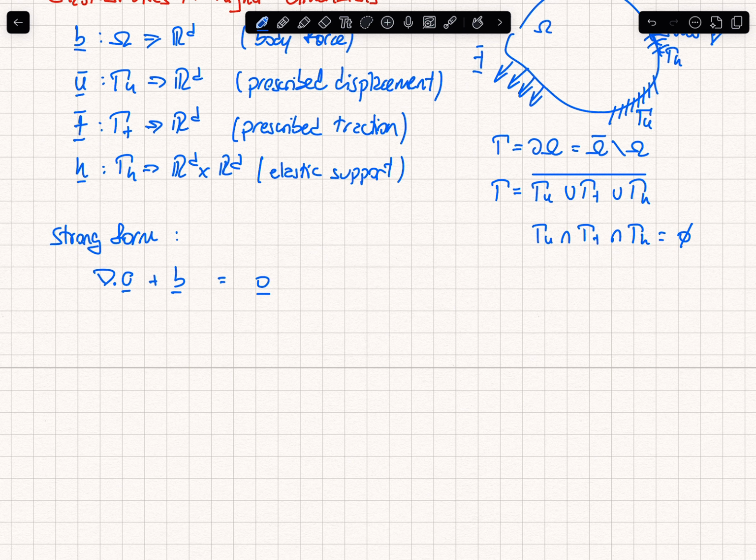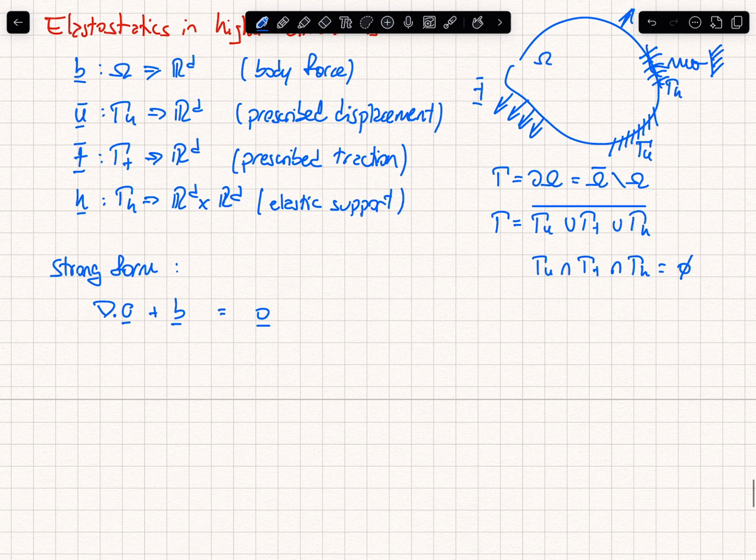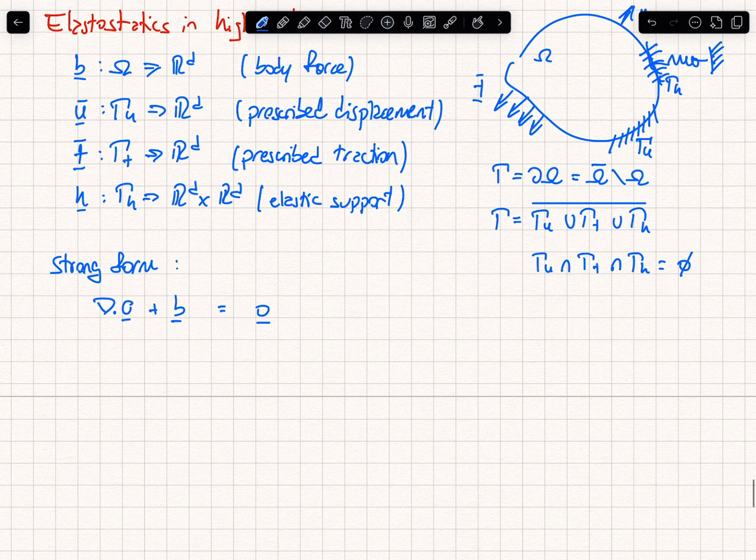Why is the h here d by d dimensional? Because it's a tensor. Like, can the spring also have shear? Yeah, you can think of some sort of different components or different stiffness depending on the direction. So we make it a tensor. Doesn't have to be like that, but yeah, we could make it like this.